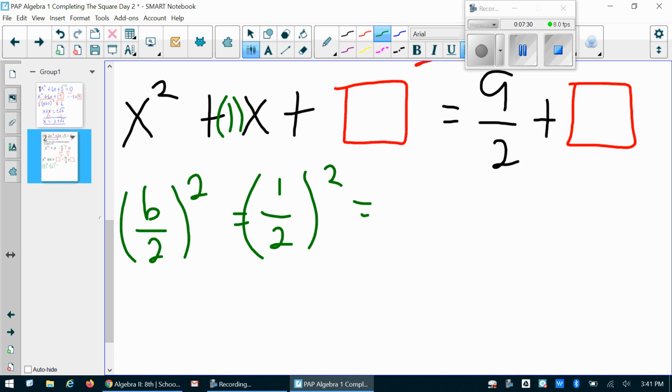All right, and 1 over 2 all squared. Do not grab your calculator for this. Just square the numerator and the denominator separately. 1 squared is 1. 2 squared is positive 4. All right, so that's the number that I'm going to put in my red boxes.